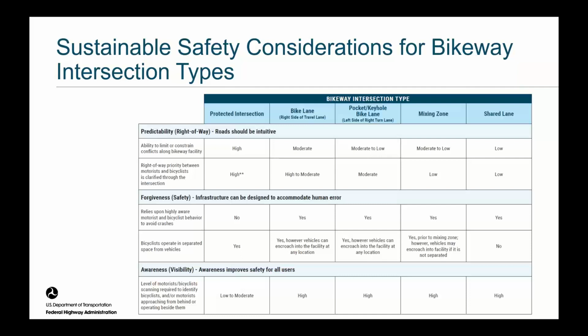Going on from there, for each of those intersection types, we looked at the ability to limit or constrain the conflict area and exposure, as well as how each one clarifies the right-of-way priority. If you remember the slide where it showed each of those in plan view, you would see that some of them you're able to really constrain and identify where that priority is. Others, it's a little bit harder and a little bit blurry. Next is the reliance or the awareness on behavior to avoid crashes, so not only from motor vehicles, but also bicyclists, if there's separation. And finally, the amount of scanning that is needed to identify and locate other modes. Each one of those intersection types does that a little bit differently. Go to the next slide.